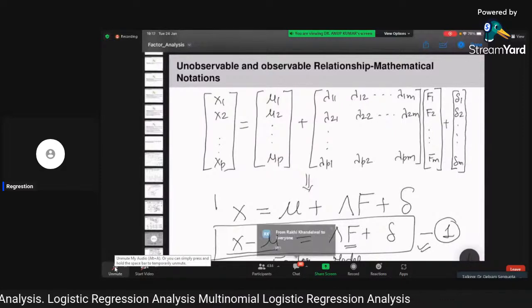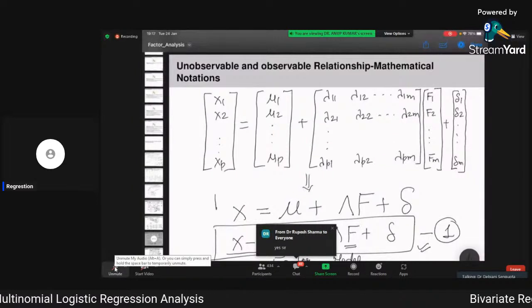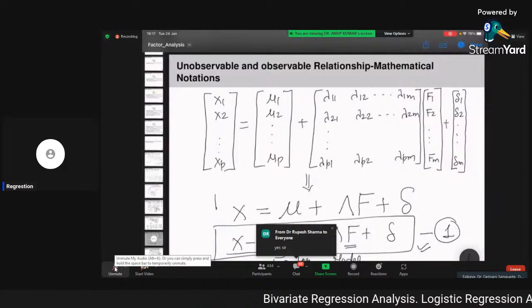Yes, the slide which has exploratory and confirmatory, you started with the exploratory part. The confirmatory part was not done. Okay, so I will just be repeating that slide again.